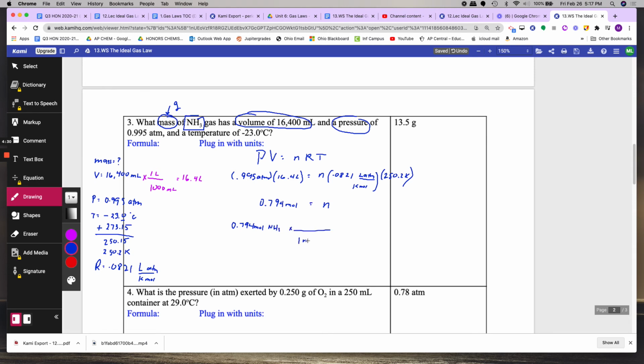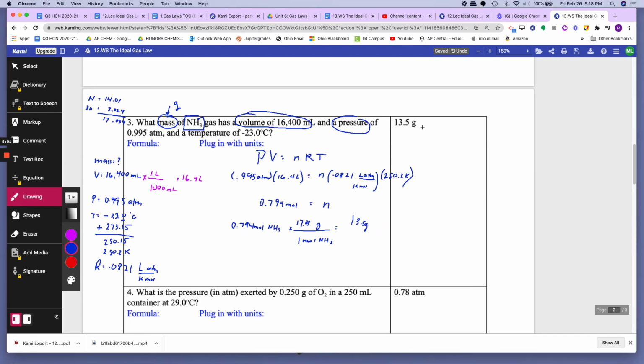Convert 1 mole of NH3 to grams, and the molar mass of NH3, I have to write it somewhere: N is 14.01, 3 H's is 3.024, which gives 17.03. I multiply that and I get 13.5. And that is correct here.